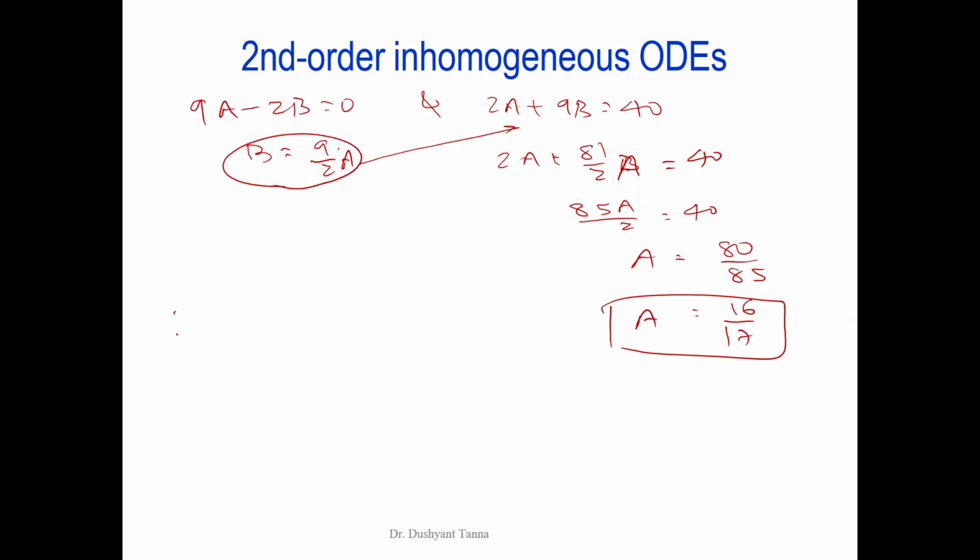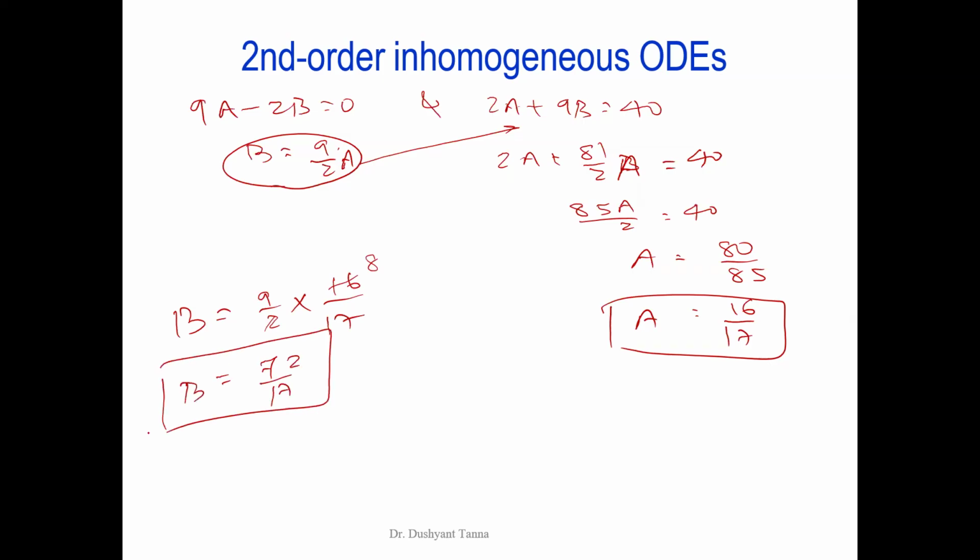And therefore b will be 9 over 2 times 16 over 17. We can only get rid of an 8. And that will be 72 over 17. That's our b. So we found a and b. We just write it nicely.